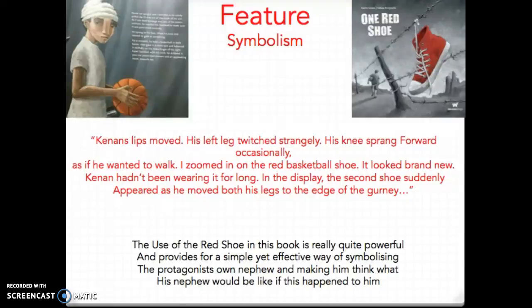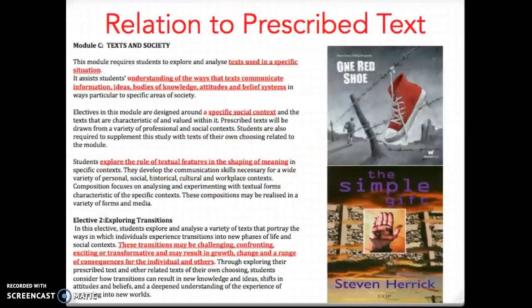The use of the red shoe makes the protagonist disengage from real life and makes him think that the boy was fine and that he hadn't lost a leg and everything would be fine. But it was re-engaging with the situation that made him call his nephew to talk to him again after his realization. One Red Shoe meets the main criteria of Module C, Text and Society, exploring transitions. The module requires analysis of texts that represent an experience or experiences that create different psychological, emotional, or physical changes in a specific situation. One Red Shoe only provides one view for the reader and describes thoroughly the effects and transitions the protagonist is going through.